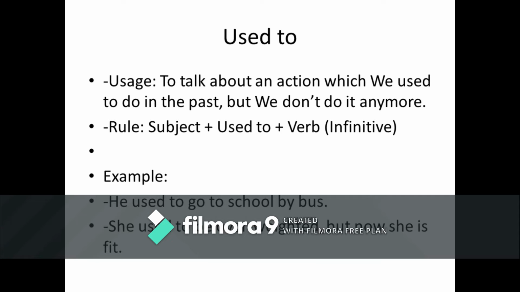This means that he was going to school by bus, but now he stopped doing this. The second example, she used to be overweighted, but now she is fit. This means that she was overweighted, but now she lost weight and she is fit. And please don't forget that if we are talking about the negative form, we are gonna say, she didn't use to be overweighted. She is fit now.